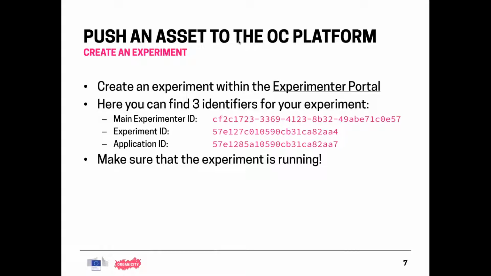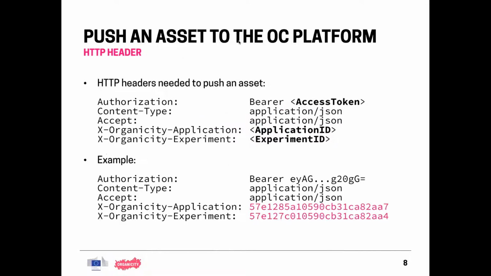So if you have these identifiers, we can start to create some HTTP headers. The HTTP headers needed to push an asset are, in the first step, an authorization header, which is a bearer token. How this token works, I will tell you afterwards. The next step is you have to add the content type and accept headers, both are application/json.